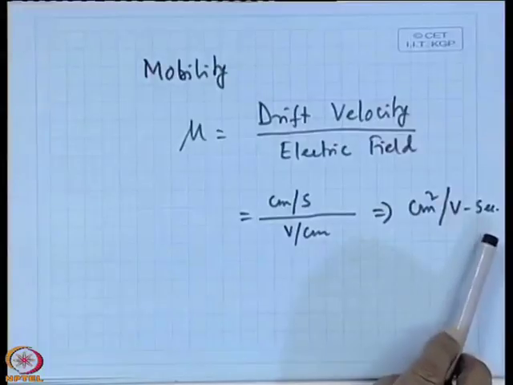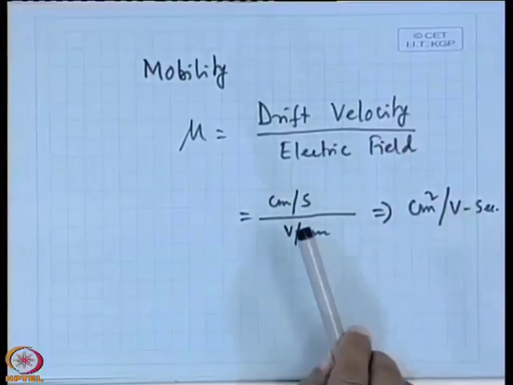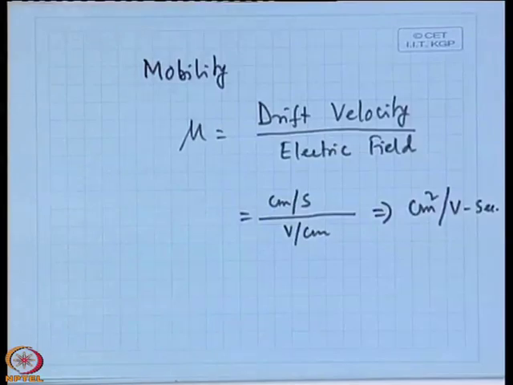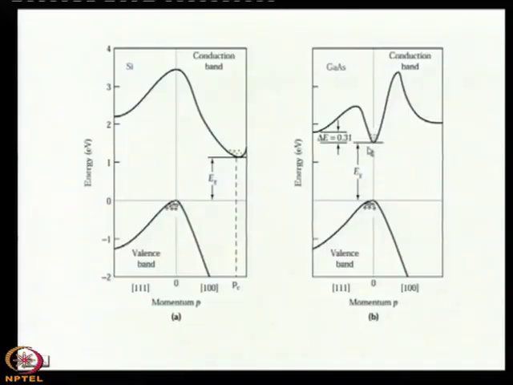For silicon, the mobility is around say 1300, 1400 or even less centimeter square per volt second. For gallium arsenide, it is almost 9000, 9200, 8500. So, it is almost 6 times larger, 6, 7 times higher. It is because of the band which is more curved in nature. The curvature is very large here compared to the silicon band.